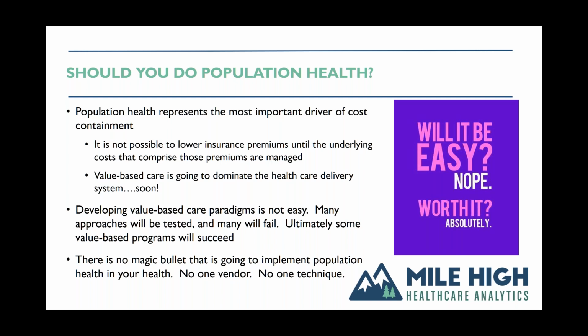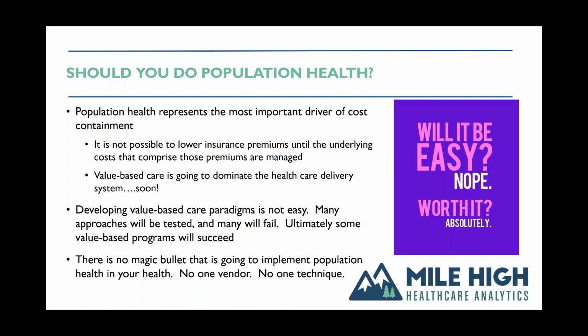So I think most people would agree that population health represents the most important driver of cost containment. It's not possible to lower insurance premiums until the underlying costs that comprise those premiums are managed, despite what has been all over the press for the better part of a year, or maybe the better part of 8 years, a claim that insurance premiums need to be brought down. While that's of course true, one is not going to reduce insurance premiums until you make the underlying costs of healthcare cheaper. Population health doesn't seek to impact unit costs, but rather costs at the person level by way of more efficient, less care, more appropriate care, and so forth.